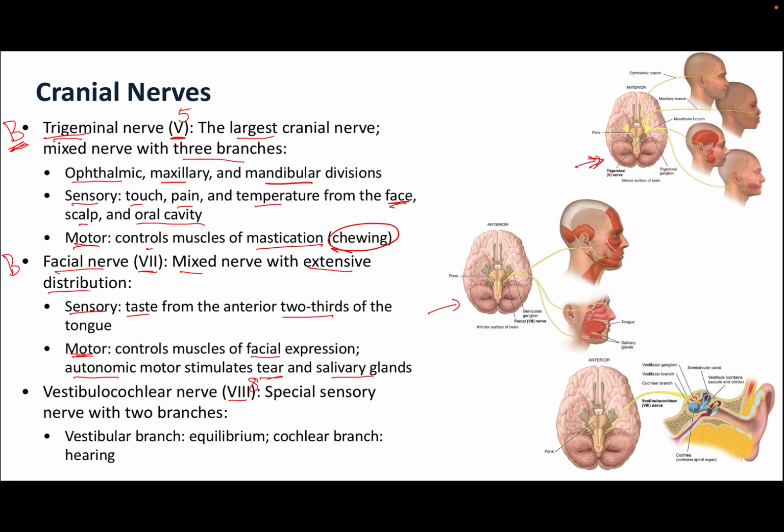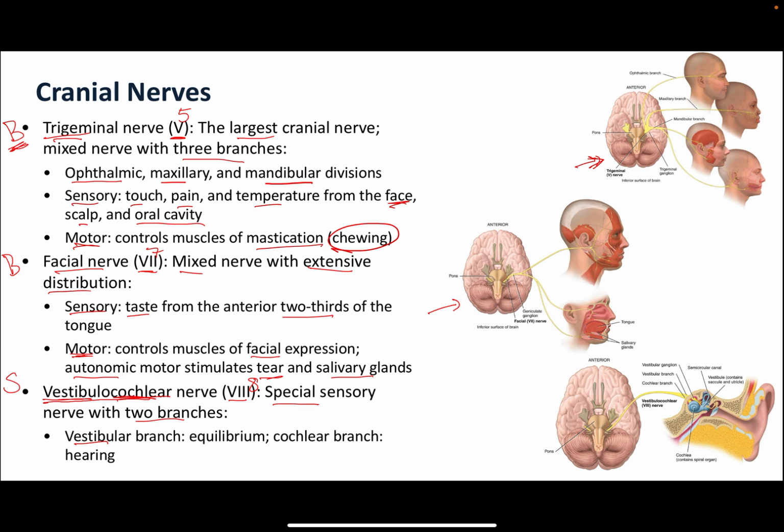All right, so we've got 7 up here, 8. This is going to be our vestibulocochlear nerve. This is another one of our special senses sort of nerves, and so this is going to be a sensory nerve. And it has 2 main branches. We have the vestibular tract and the cochlear tract, right? Or the vestibular branch and the cochlear branch.